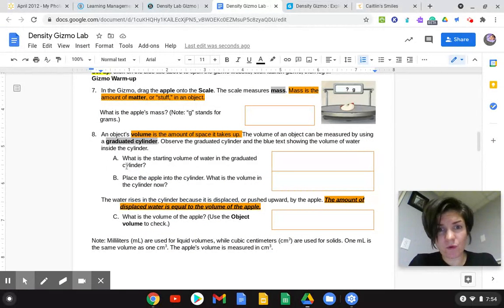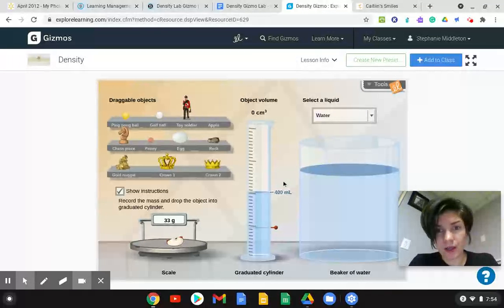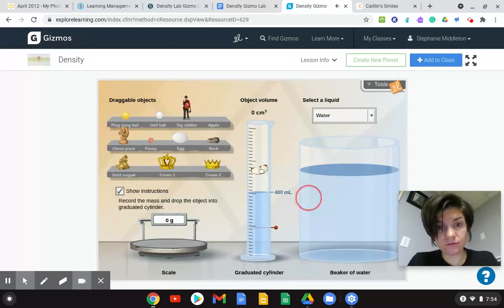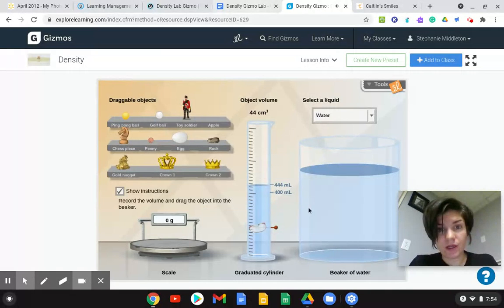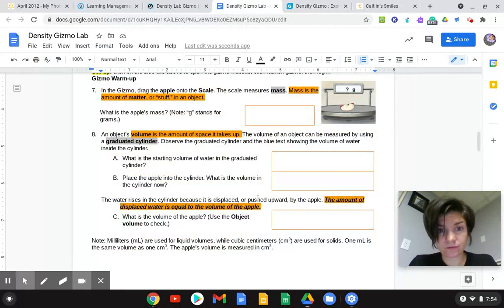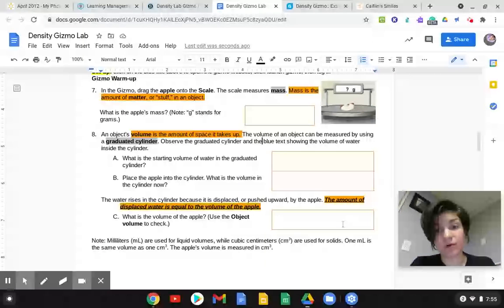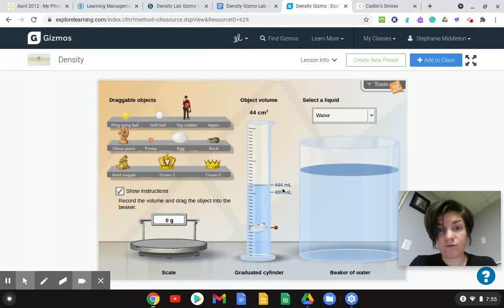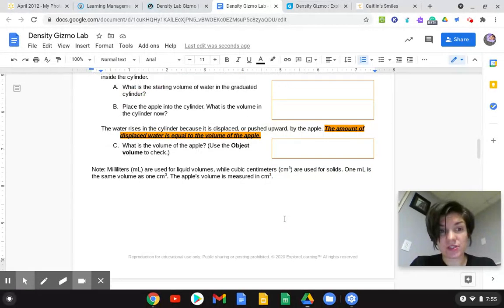What is the starting volume of the water in the graduated cylinder? So you look, bam, there she is. Place the apple in the cylinder. What is the volume in the cylinder now? Boom. So, what is it now? The water rises in the cylinder because it is displaced or pushed upward by the apple. The amount of displaced water is equal to the volume of the apple. So, what is the volume of the apple? So you take 444 minus 400 and you get 44. Bam. Just gave you that answer.